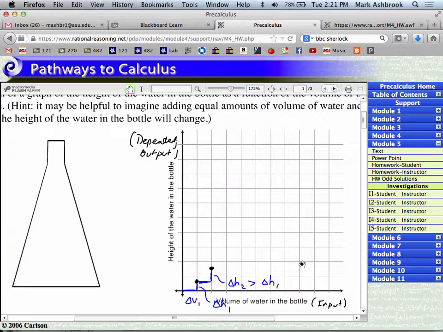Okay, what's next? Good, another equal amount of water. Small equal increments of water. And then we're going to get a resulting change in height. Will the change be negative, 0, or positive? Positive. And how will it compare to the previous change? Slightly larger again. Delta H3, which will be greater than delta H2. Gives us another point.